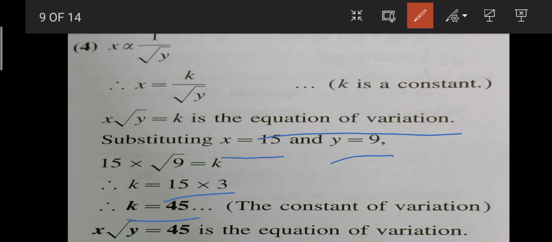So the value of k is 45 because it is a constant of variation. So x into square root y is equal to 45 is the equation. So students, this type of question may be asked in your exams.